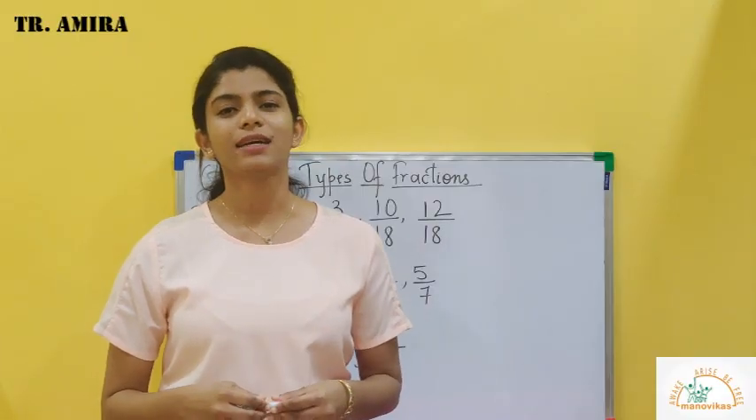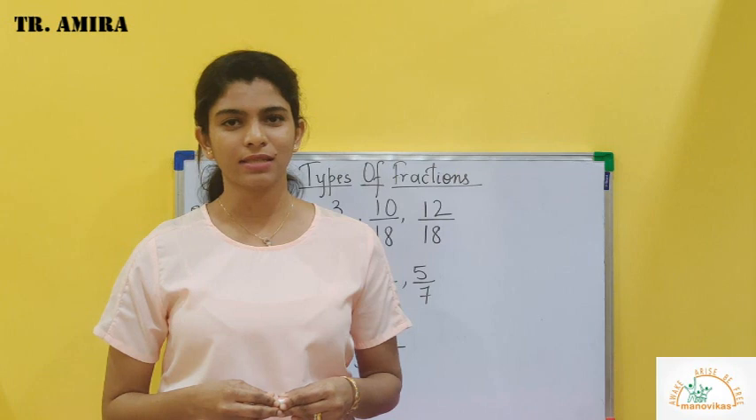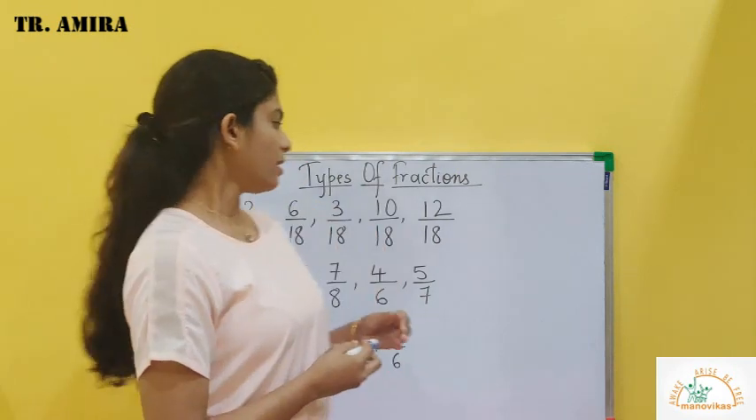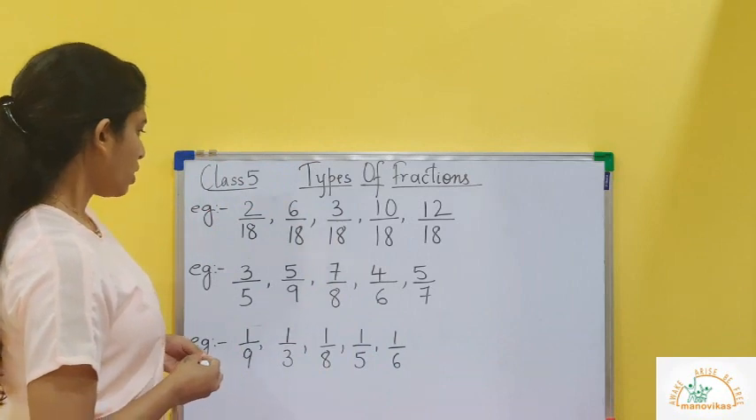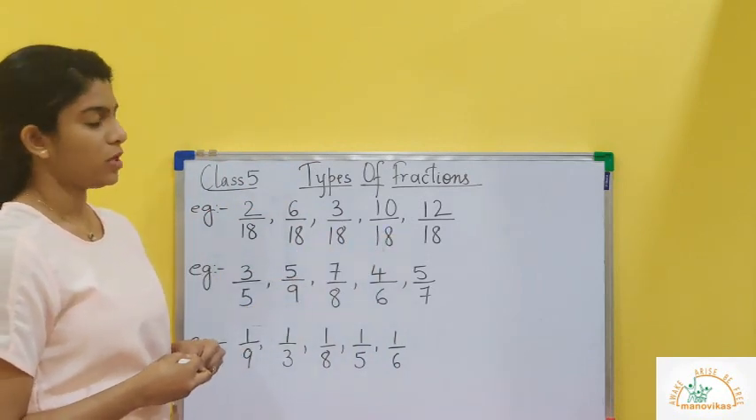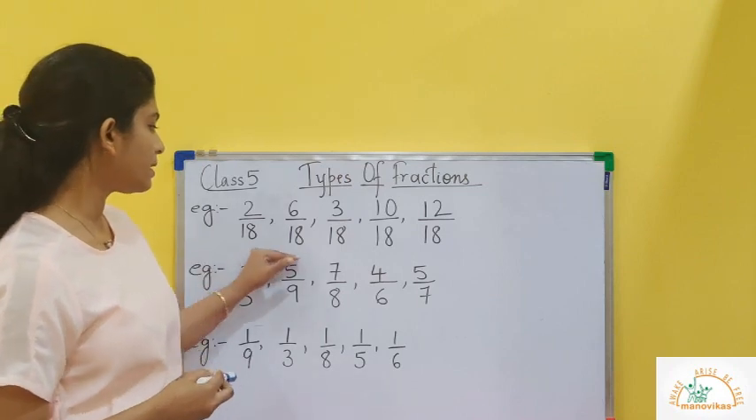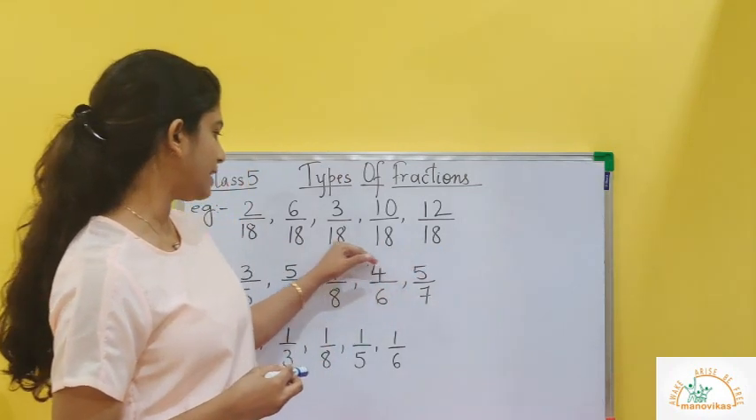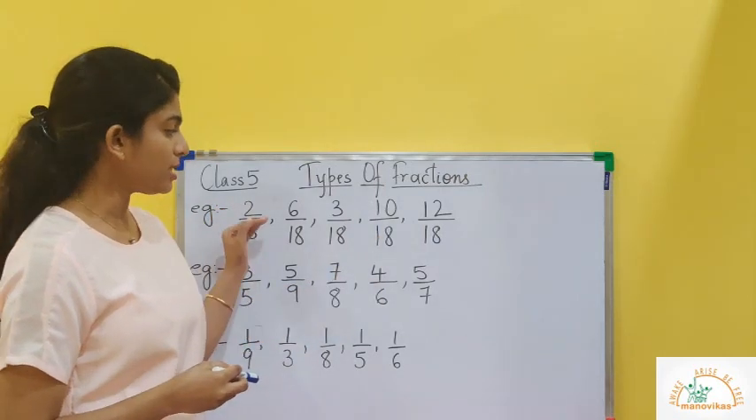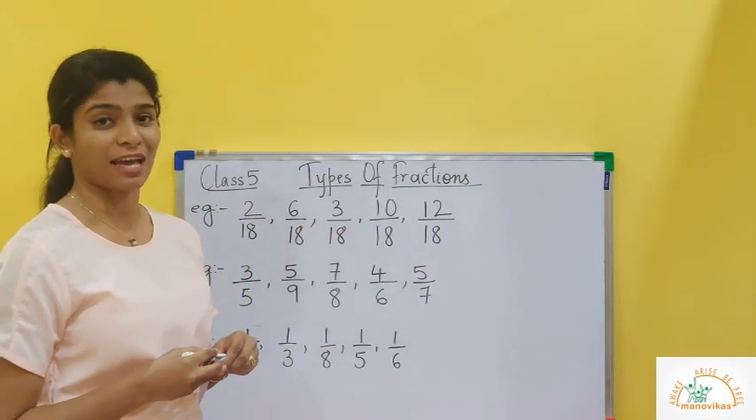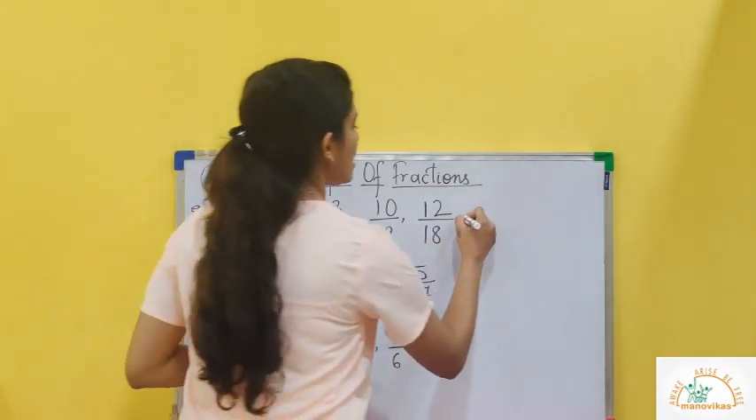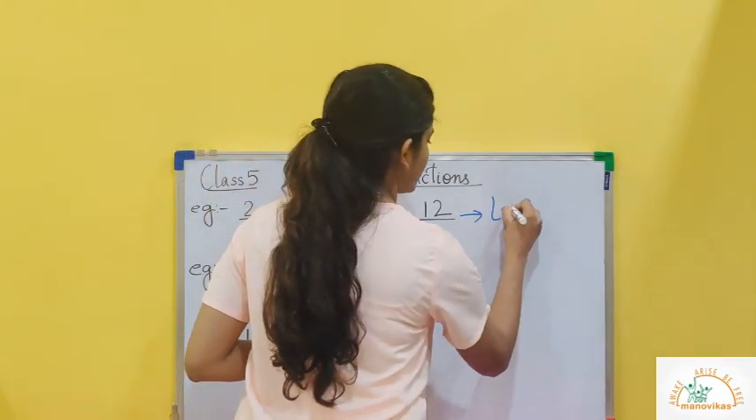Students, let's continue with our topic fractions. Today we will learn about types of fractions. Here are a few examples. Look at the first set of examples. What do you observe? If you see here, the denominator is the same, right? I have 18 as a denominator in all of these fractions. So this type of fraction, the fractions which have the same denominators, are called like fractions.